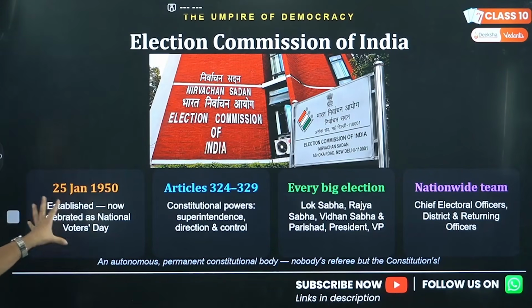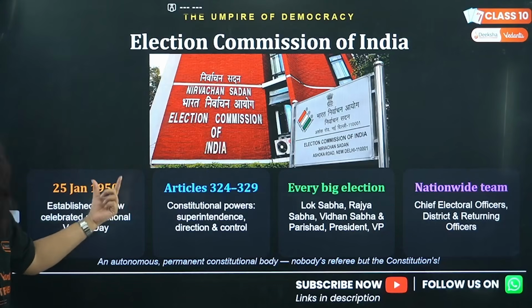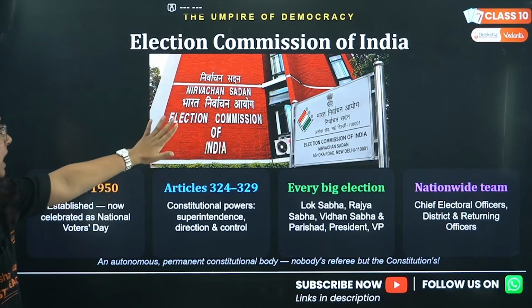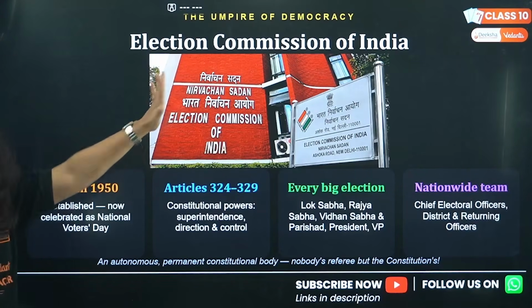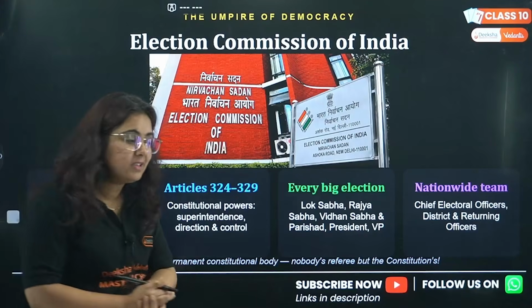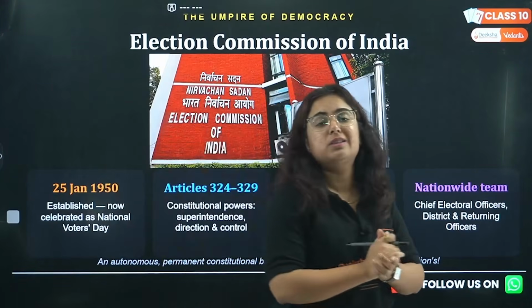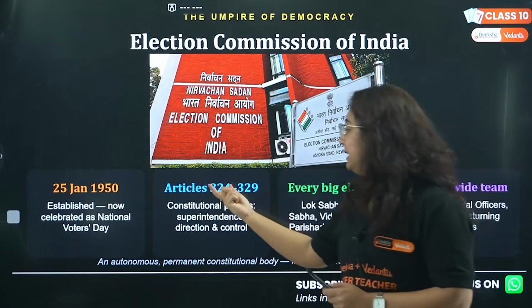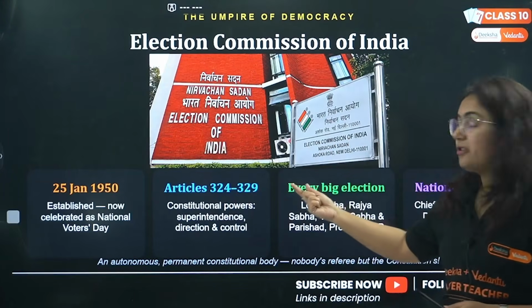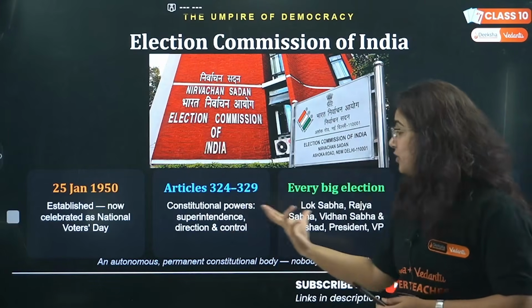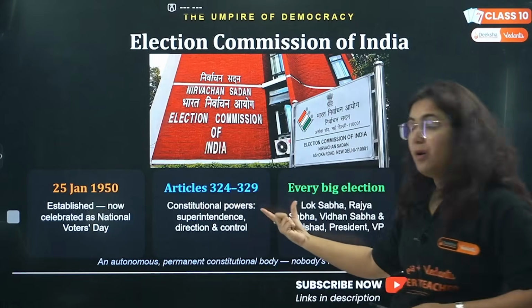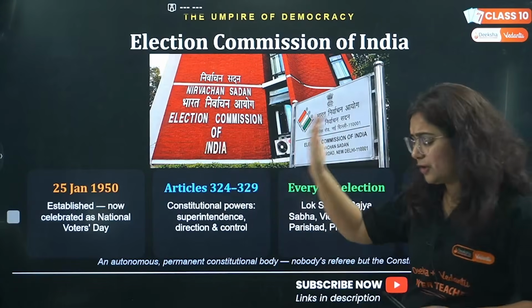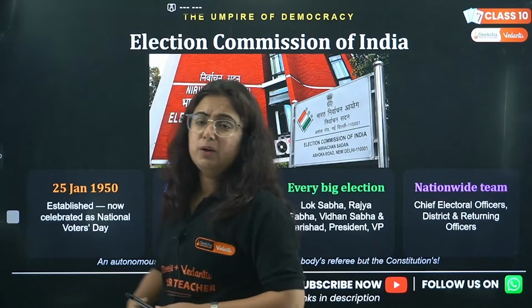Okay, so it was formed on the, what is the date? That is 25th of January 1950. So, the details regarding the Election Commission of India and the process that needs to be followed: the power comes from Article 324 to 329, which actually talks about their constitutional powers, superintendence, direction and control, and how elections need to be held.